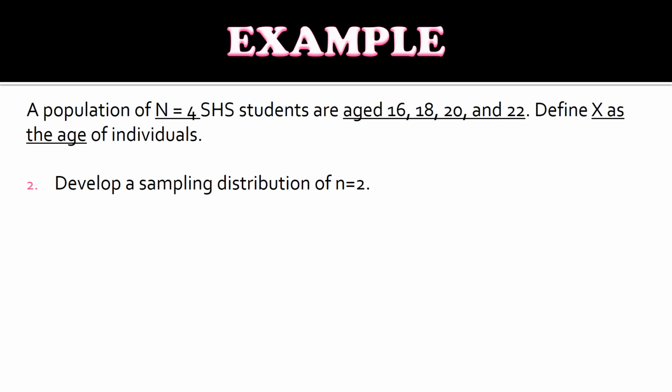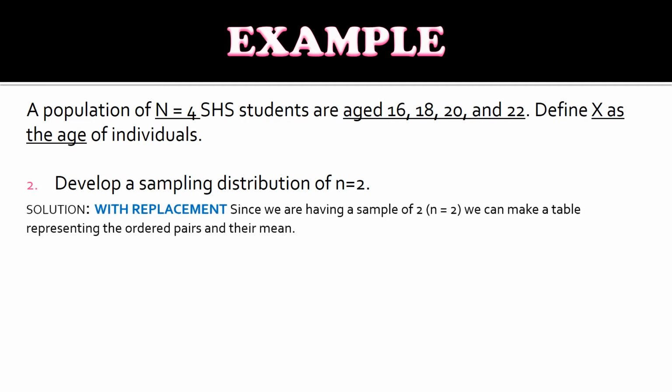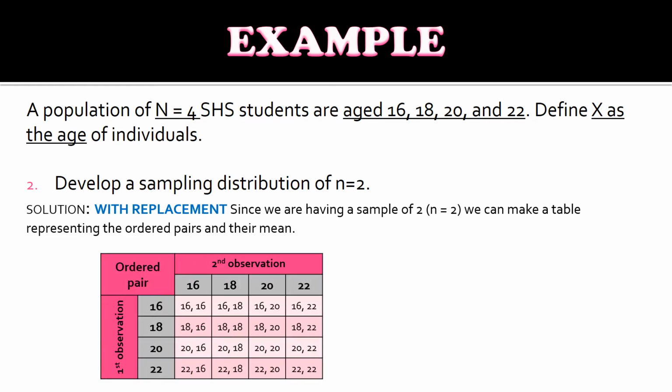Next, for number 2, develop a sampling distribution of n equals 2. First, let's solve with replacement. Since we are having a sample of 2, we can make a table representing the ordered pairs and their mean. First, we have the table for the ordered pairs. So we can make a matrix.